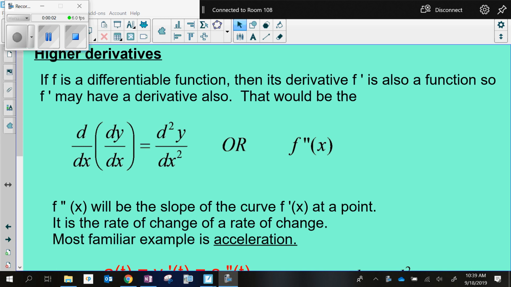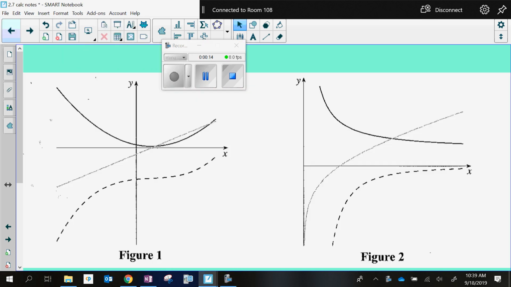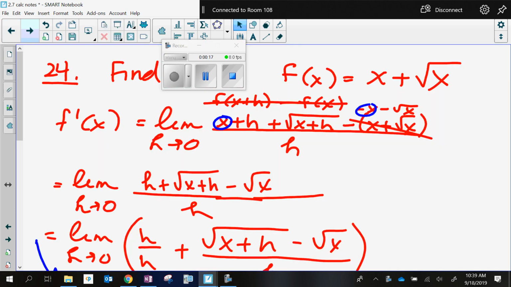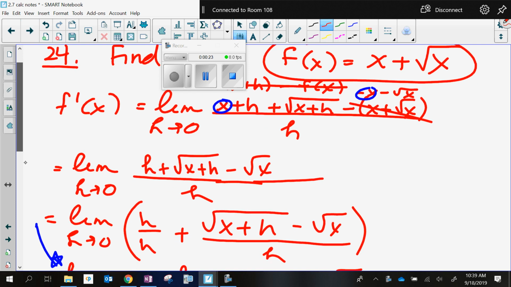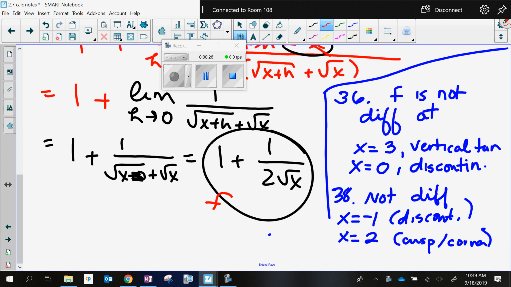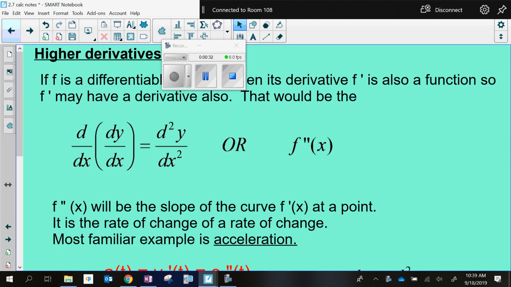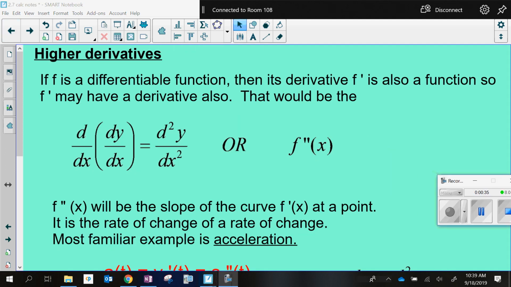All right, so we're going to look at second derivatives, third derivatives, and so on. So we've been talking about f being a function. We just looked at the last problem. Where was it? Right here. Where we started with a function, and the derivative was also a function. F prime is also a function. So if the derivative is a function, then its derivative may also have a derivative. So you've got the derivative of the derivative, which is the second derivative.